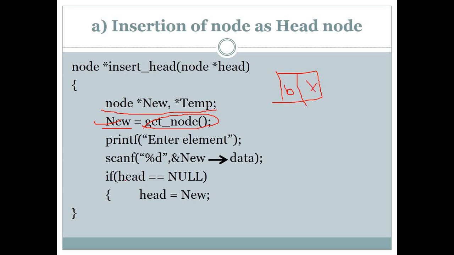And now we will check if our head is equal to null, meaning if we do not have any value in the linked list, then we will say that this created first node is the head node. Meaning if no node is there in the linked list, then our node will be the first node, or we can say the head node of our linked list.